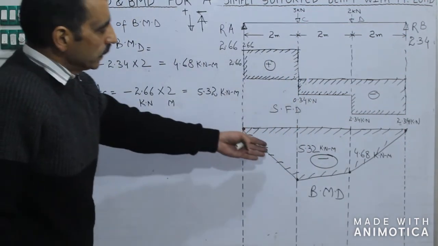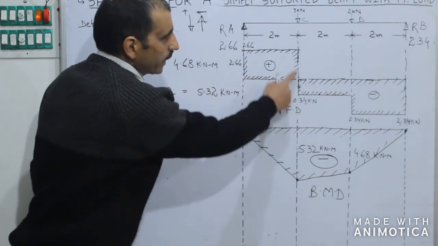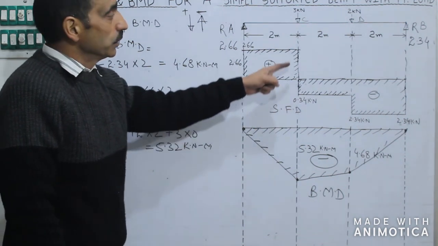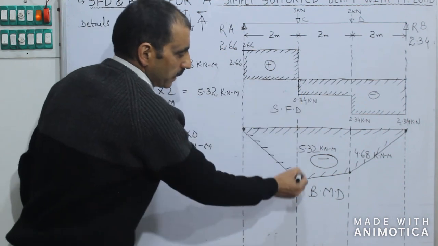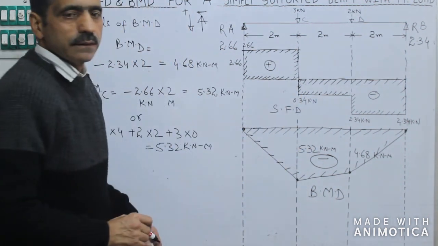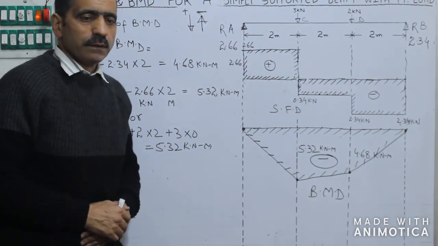Now what do you find in this particular bending moment diagram? Bending moment is always maximum where the shear force changes sign. This is also one of the properties of the simply supported beam. See, here the shear force changed sign, and here is the maximum bending moment, and bending moment is 0 at the supported ends. Okay, this was about the bending moment and shear force. Thank you.